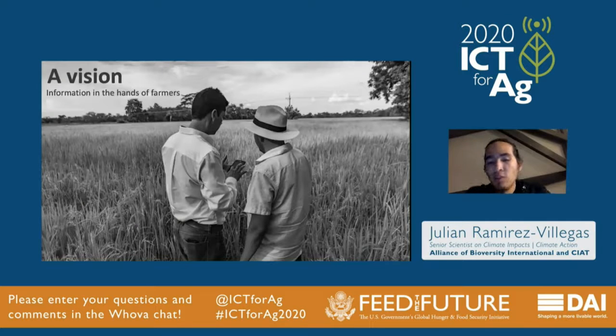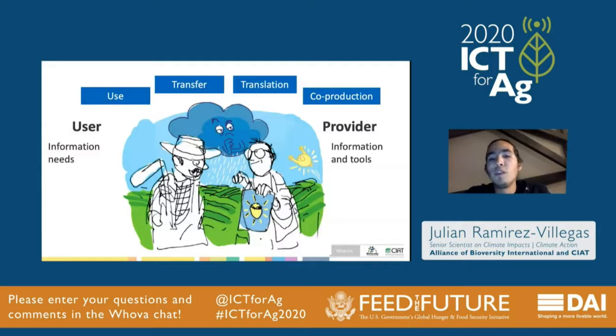So we had this vision in Latin America that we saw this opportunity to bring information into the hands of farmers. But it's not a simple problem, it's not just a matter of producing more or better information. You actually need to think about how you're going to put it in their hands. This is what we call climate information services. So in climate information services, you have a user.